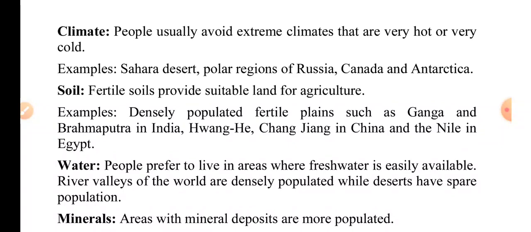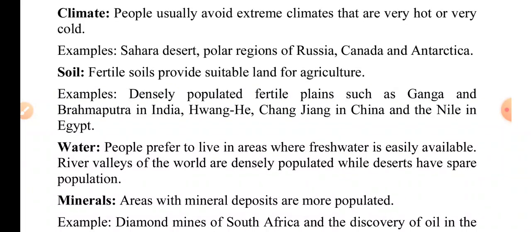And next is climate. People usually avoid extreme climates that are very hot or very cold. Examples: the Sahara Desert, and the polar regions of Russia, Canada, and Antarctica. And soil. Fertile soil provides suitable land for agriculture. Examples: densely populated fertile plains such as the Ganga and Brahmaputra in India, Hwang He and Zhejiang in China, and the Nile in Egypt.